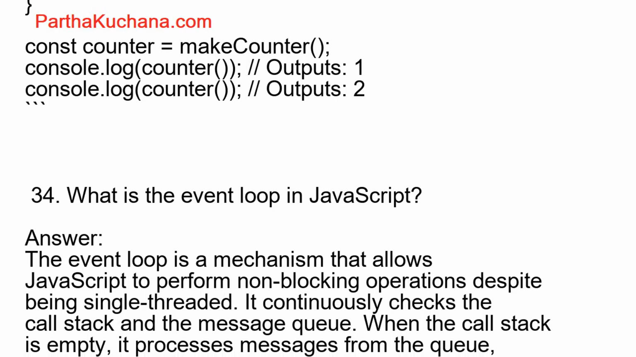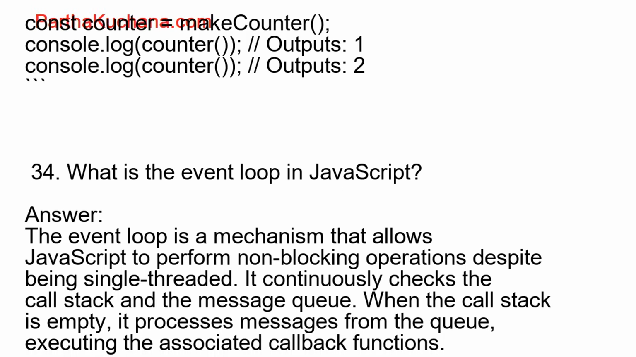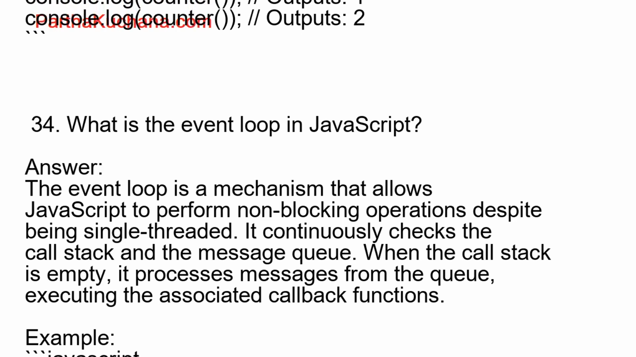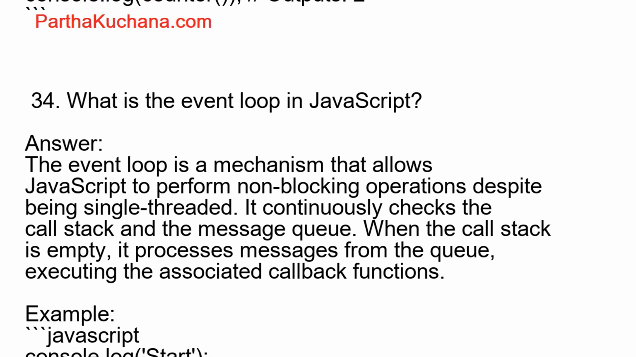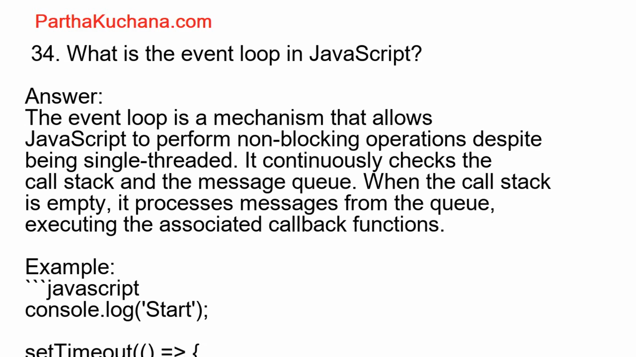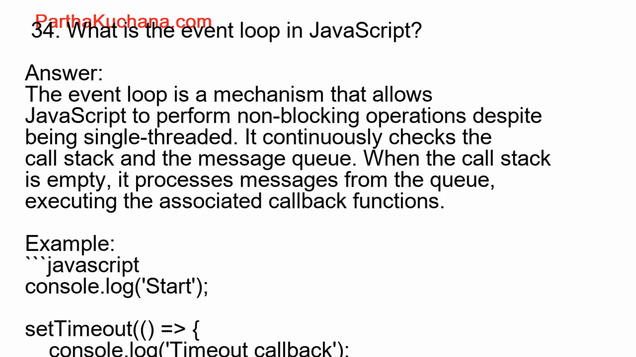Person.greet() // outputs: Hello, my name is John. const greet = person.greet; greet() // outputs: Hello, my name is undefined, because this refers to the global object.